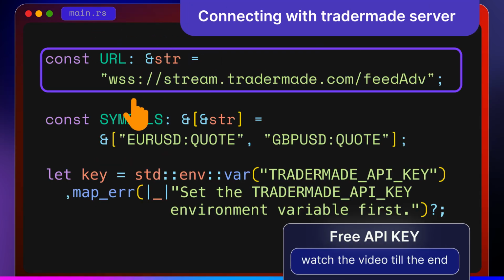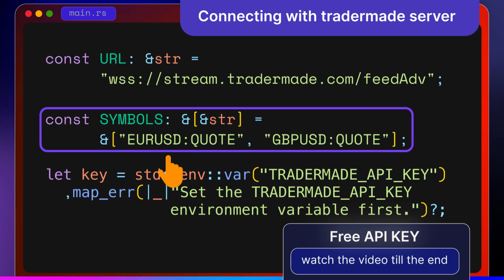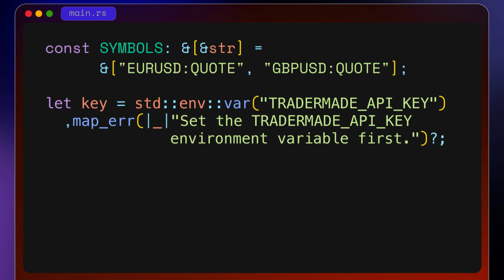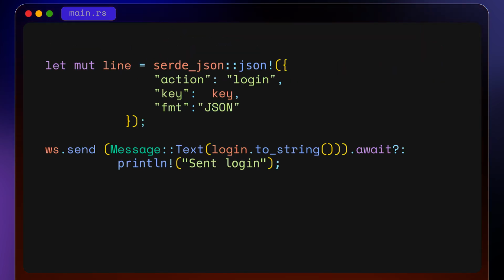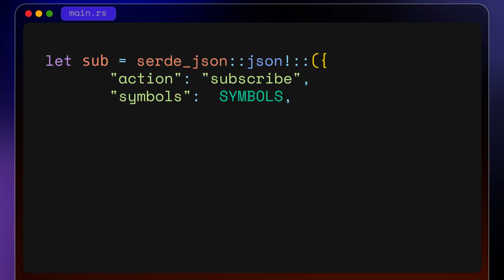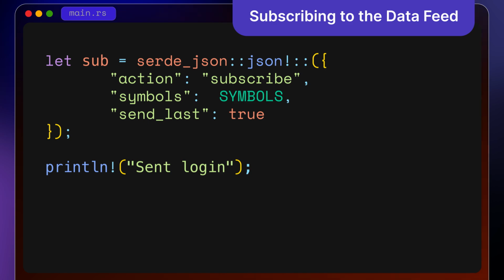The URL points to our streaming server endpoint, and the symbols array specifies exactly what we want to subscribe to. We read the API key from an environment variable and send a login request. Once the server accepts and responds back with login OK, then we are ready to send the subscribe request. Similar to the login JSON we created, we send another JSON message, this time to subscribe.